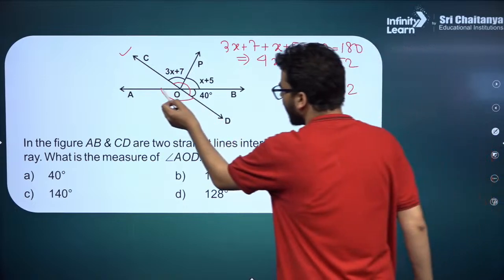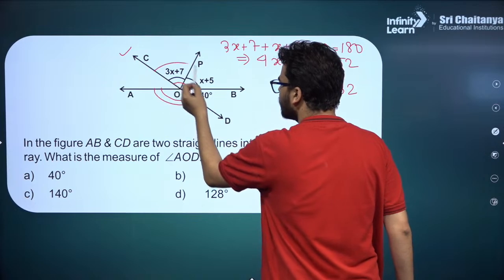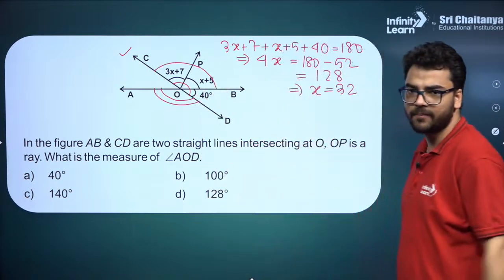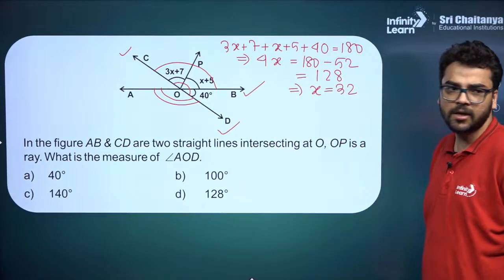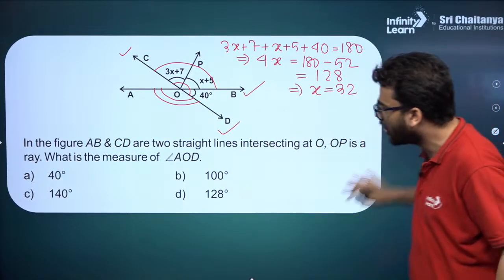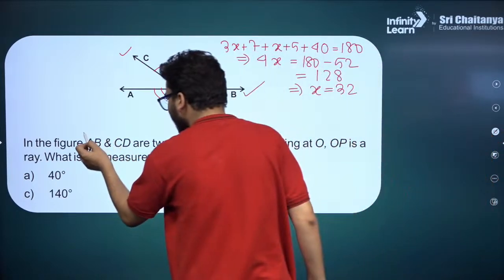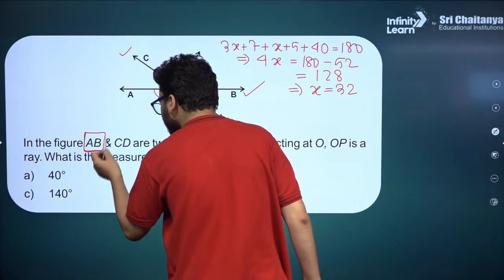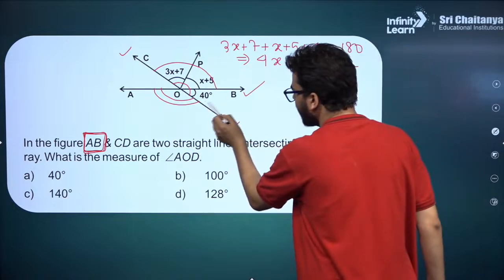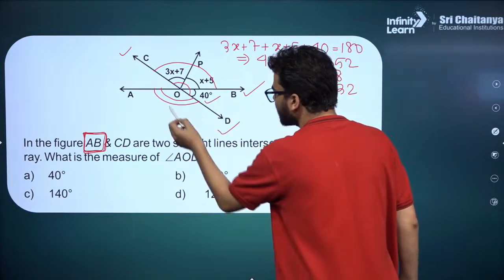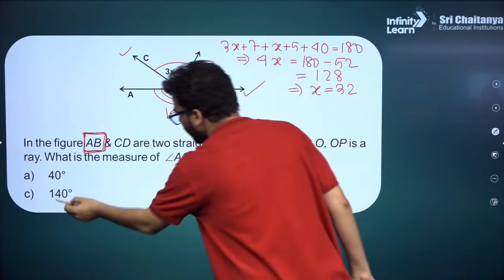So can we not say, guys, that AOD is nothing but equal to BOC? Can I say that if you see the figure? Because it is given that CD and AB are straight lines, right? So you can do it like this. See, this is a long method of doing this question. But the simplest method: it is already given that AB is a straight line. So if this is 40, AOD will be directly 140, correct?